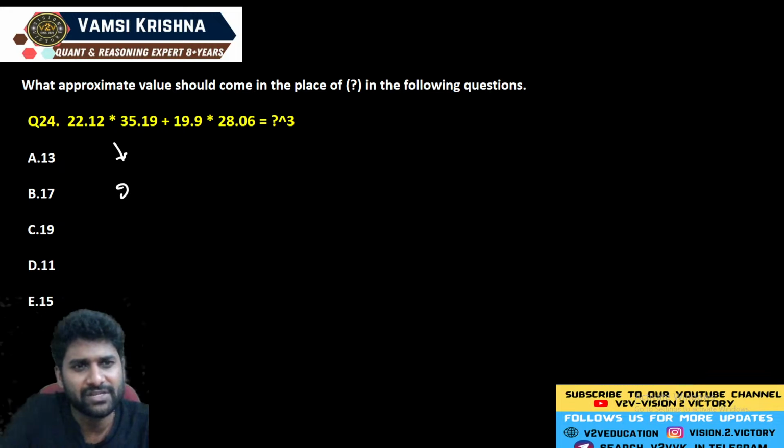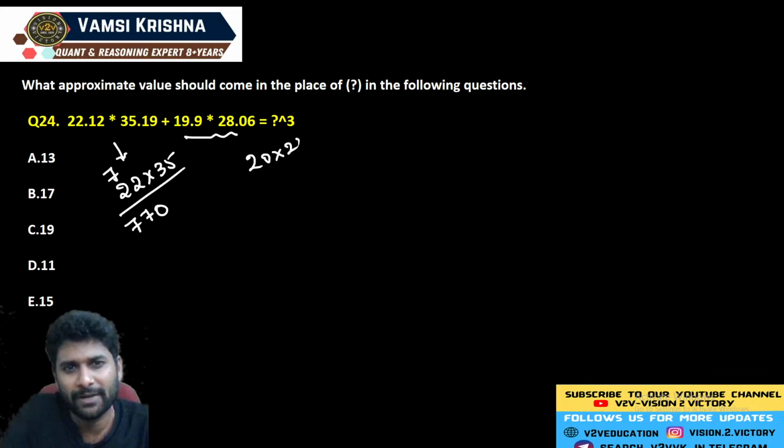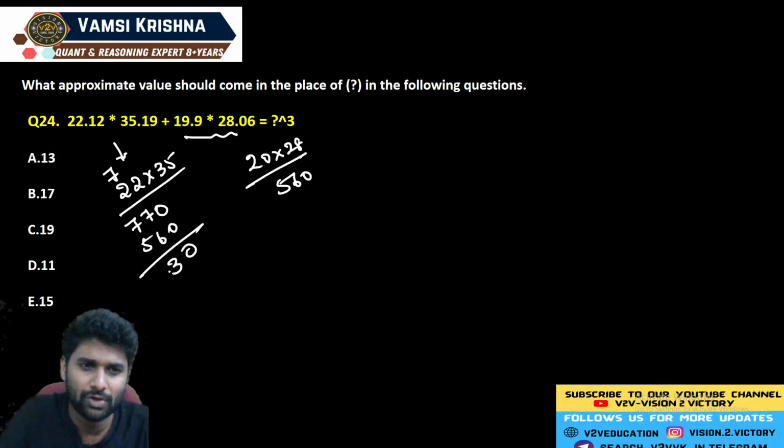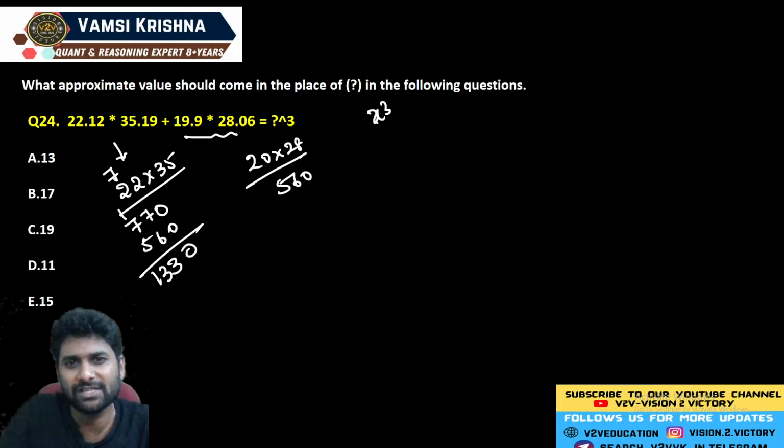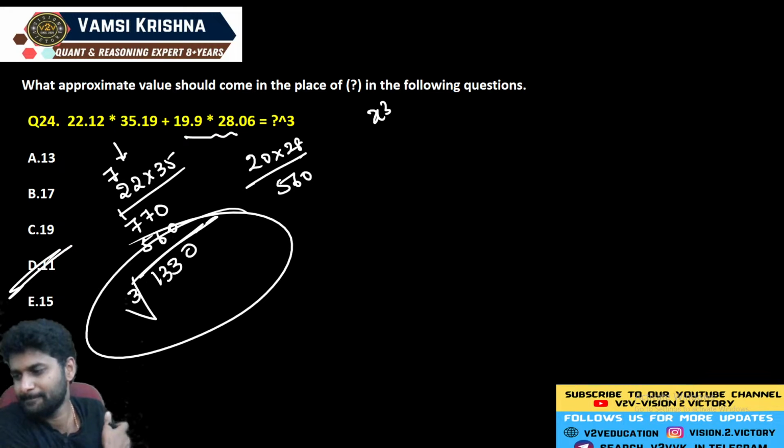Now here, what is the simplification? 22 is multiplied by 35. Now see, 35 twos are 70, so the value is 770. Then 20 is multiplied by 28, which is 560. Here, 6 plus 7 is equal to 13, so it's 1330. You already know that x is a cube, so it's the cube root of 1330, approximately 11. 11 cube is equal to 1331, right?